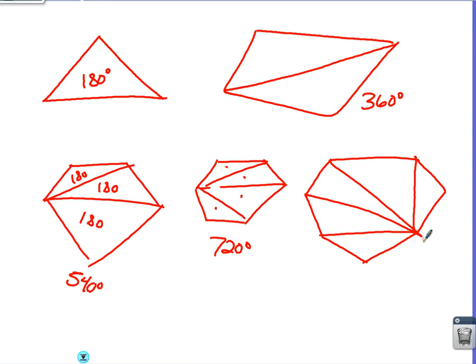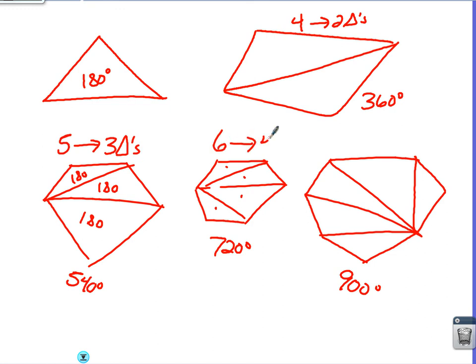It's five, right? And five 180s, that's going to be 900. And hopefully you see a pattern here. Okay, you had a triangle. If it had four sides, it had two triangles. If it had five sides, it had three triangles. If it has six sides, it had four triangles. If it had seven sides, it had five triangles. What if it has 100 sides? How many triangles will it have? 98. And each of those triangles will have 180 degrees worth of angles.